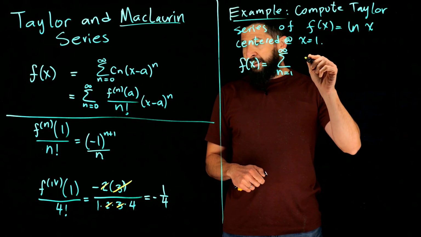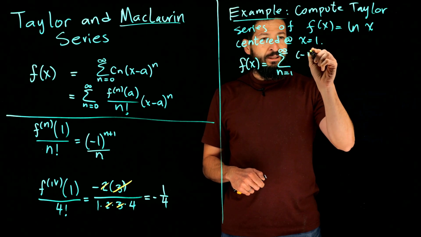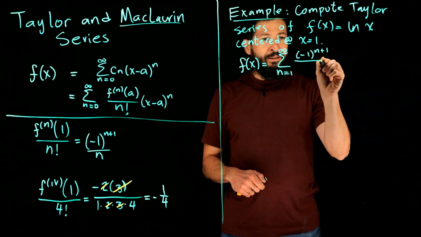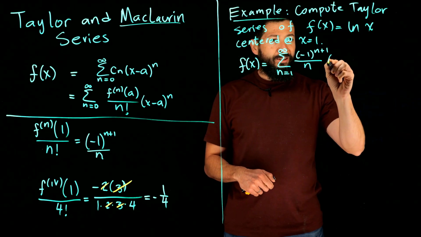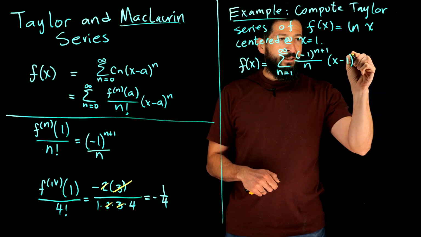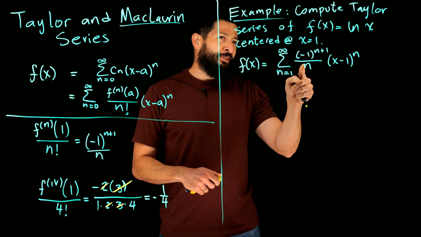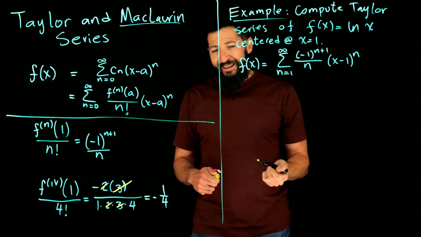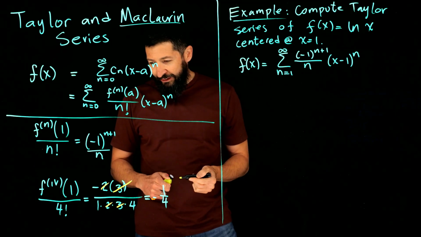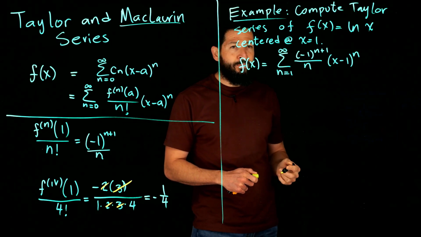I can write it as negative 1 to the n plus 1 over n times x minus 1 to the n. Now, why did I know to start at 1 instead of 0? It's because I was going to divide by n, and that would have given me a 0 in the denominator, so that would mean that I have a wrong formula. It wouldn't have worked.